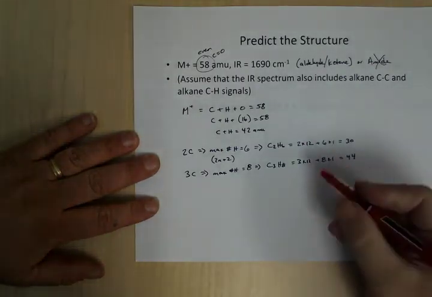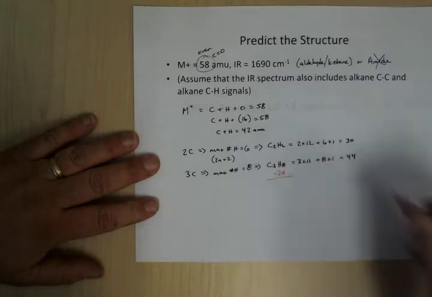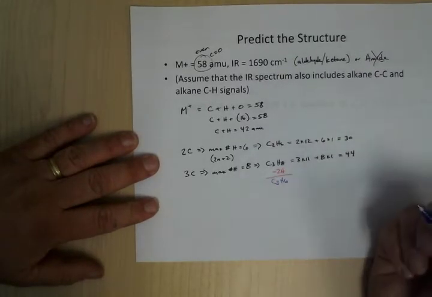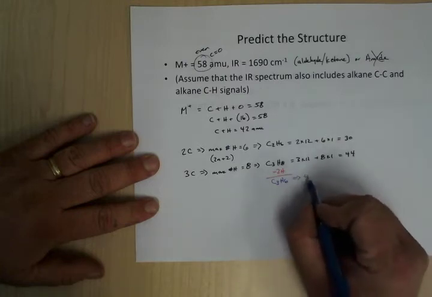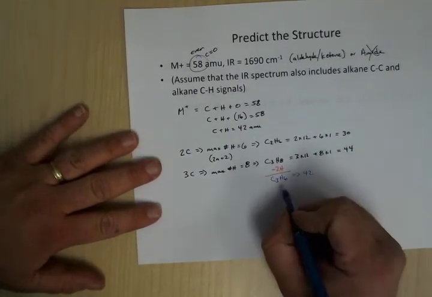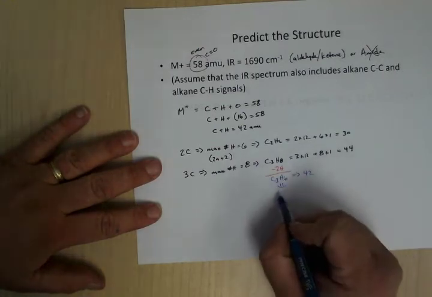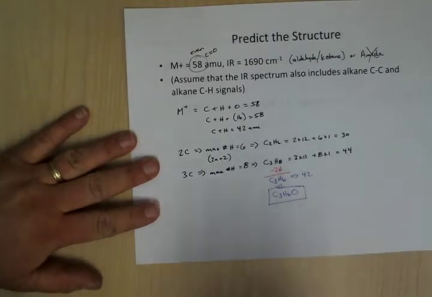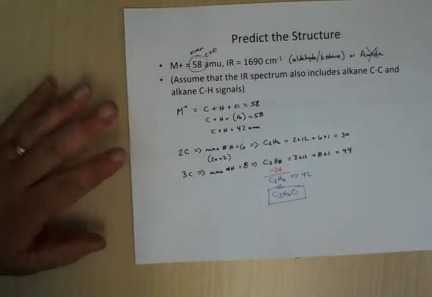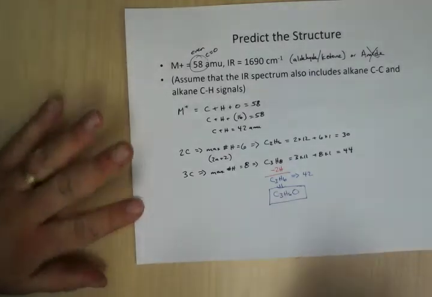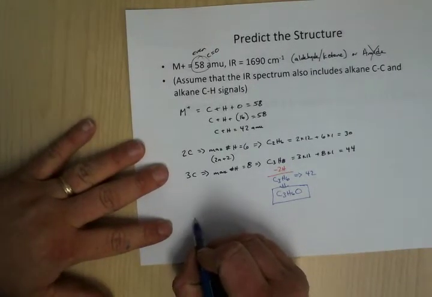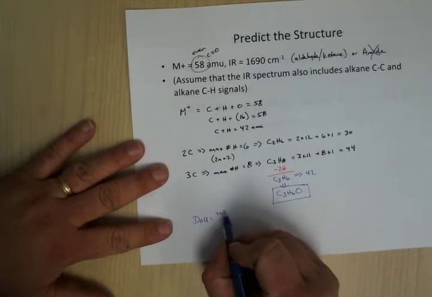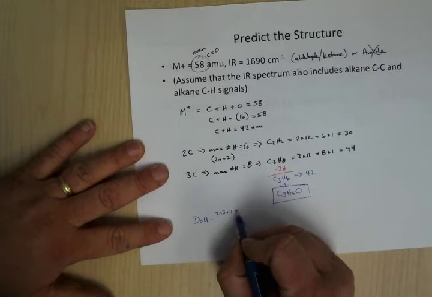But if we subtract 2 hydrogens, that ends up being C3H6, which would be 42 AMU. So therefore, our final formula is C3H6O. That's the final formula. But I didn't ask you what the formula is. I said draw a structure. So the first thing you have to do is a DOU calculation: 2 times the number of carbons, so 3, plus 2, plus the number of nitrogens.